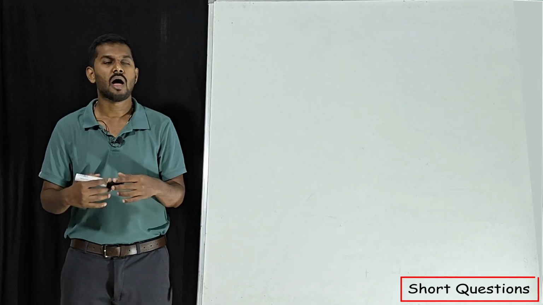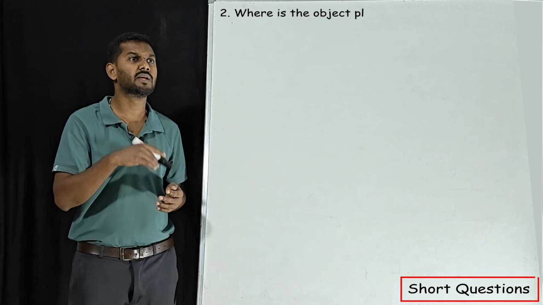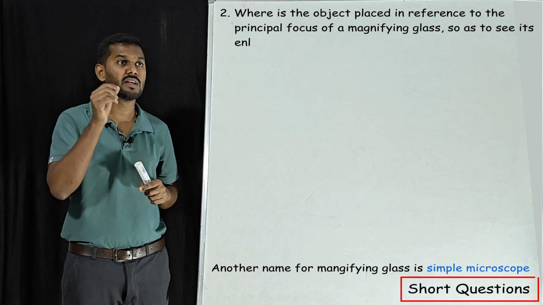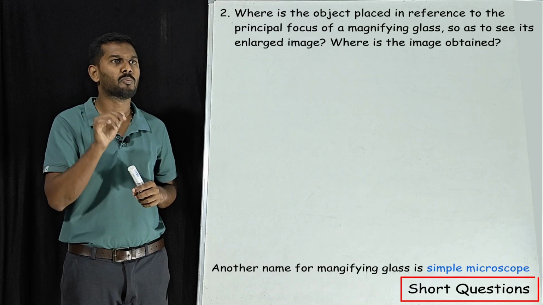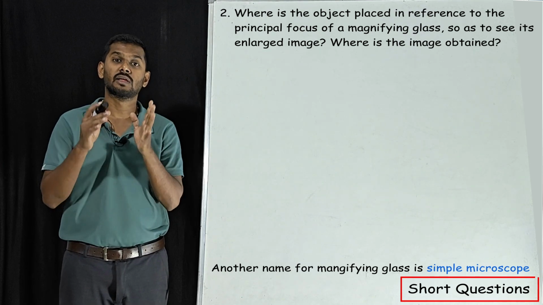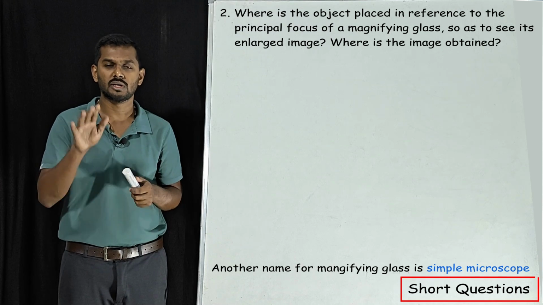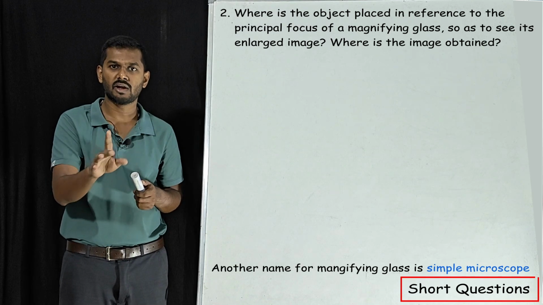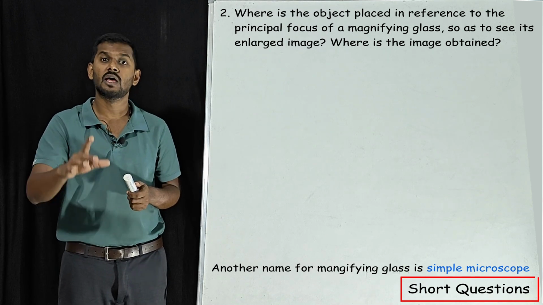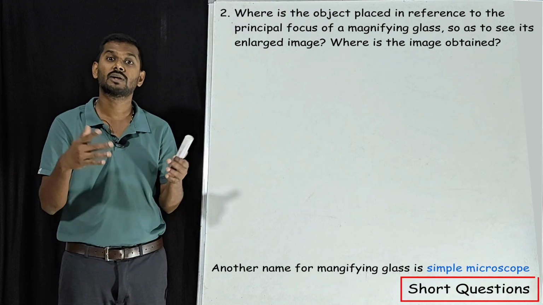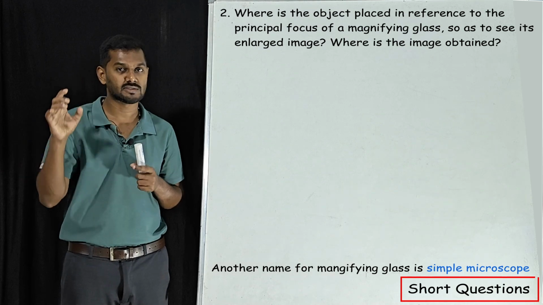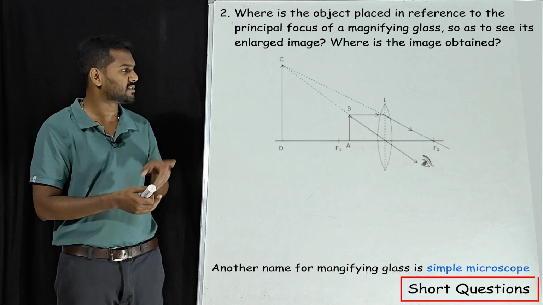Our next question: where is the object placed in reference to principal focus of a magnifying glass so as to see its enlarged image? Where is the image obtained? Okay, now listen. Here we need to understand what is magnifying glass, in which ray diagram we are going to use. Listen, very simple. In the definition we have learnt, it is based on convex lens of shorter focal length. So in one of the ray diagrams, we have this magnifying glass. Which is that ray diagram? Very simple. The last case of convex lens, that is this one.